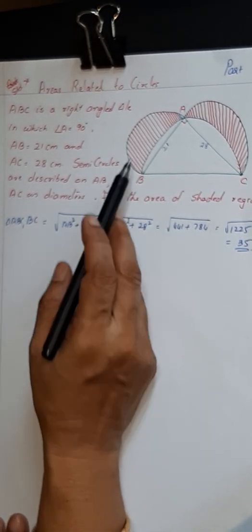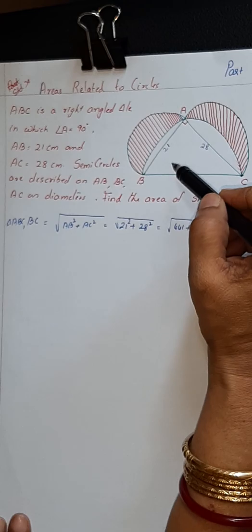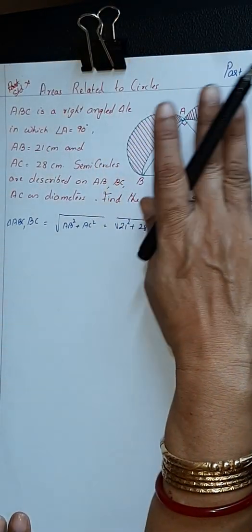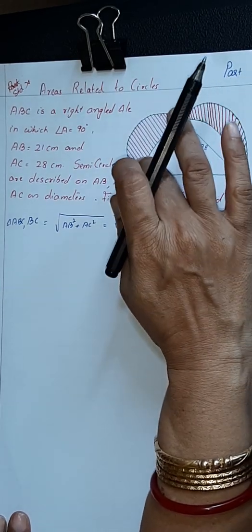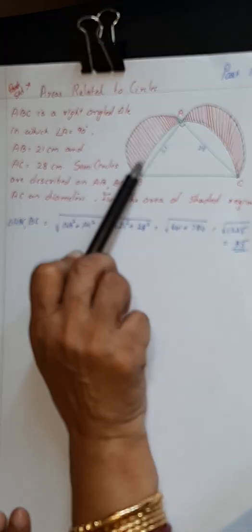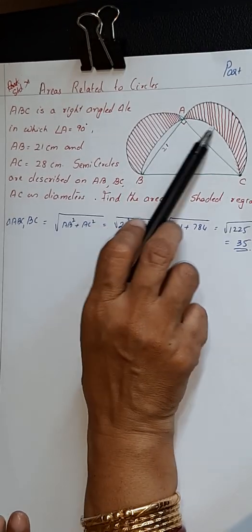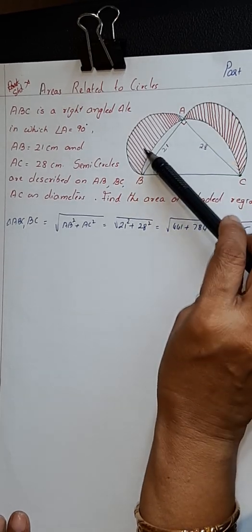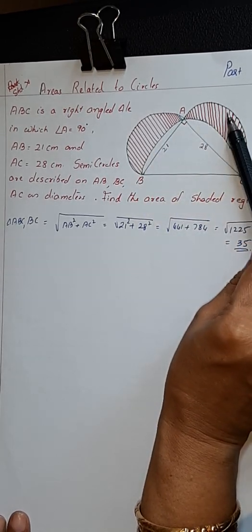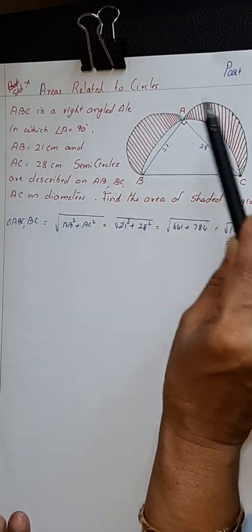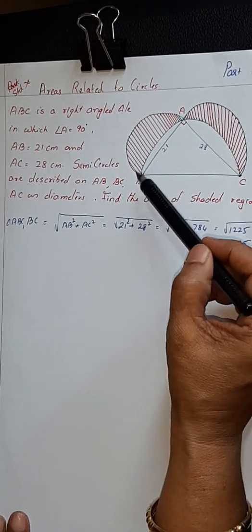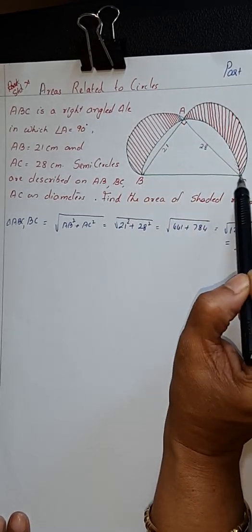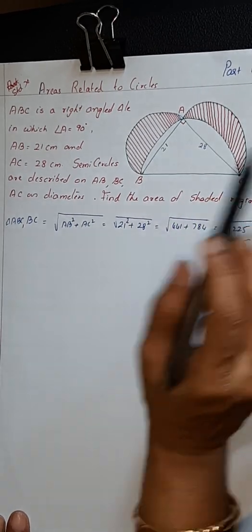Now, the area of the shaded region will be: we have to find the area of the full portion, that is the area of the triangle plus the area of the semicircle, the full part including this. Then again the area of this part. So area of triangle plus area of this semicircle plus the area of the other semicircle, so you will get the full figure. Now we have to reduce the area of the semicircle with BC as the diameter, then you will get the area of the shaded region.